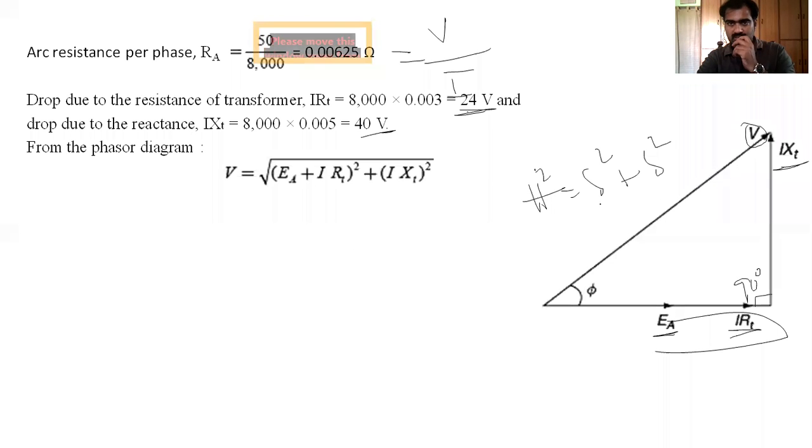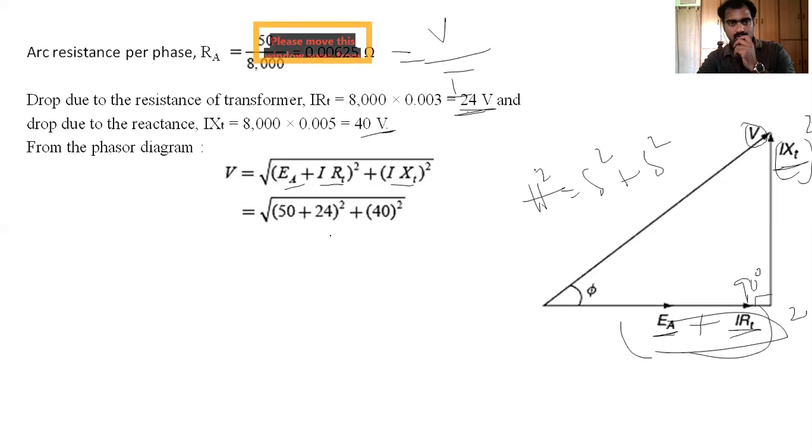So V square is equal to (EA plus I into RT) whole square plus (I into XT) whole square. So V is equal to the square root of (EA plus I into RT) whole square plus (I into XT) whole square. From the above steps, we have calculated I into RT as 24 volts, I into XT as 40 volts, and EA is 50 volts. Please place the values and tell me the resultant voltage from the phasor diagram that you have got.